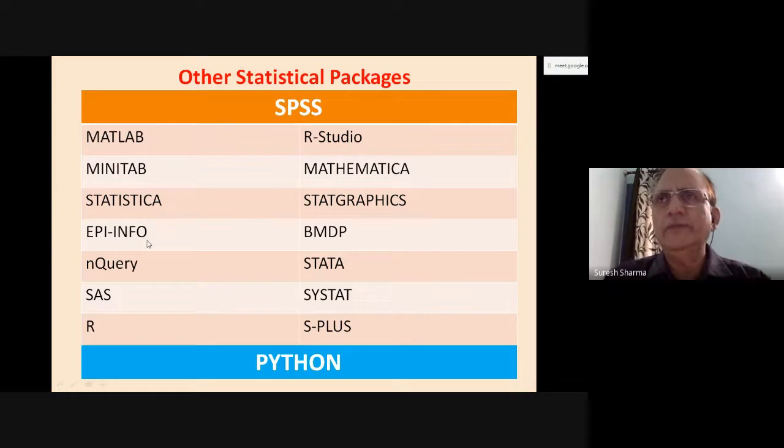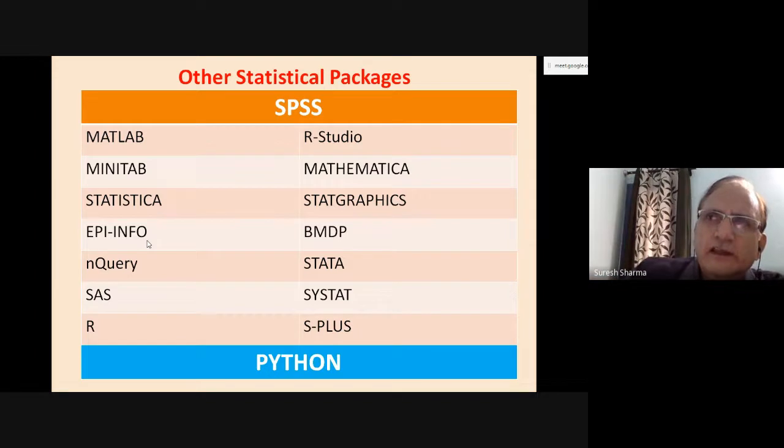EpiInfo is a very, very important software. People from the medical sciences are using this EpiInfo. And the advantage of EpiInfo is that there is no need to make a questionnaire. You can record the questionnaire online. And once you click one or two buttons, you will get the entire Excel sheet of the data. For example, everybody knows about Google Form. Generally, we make a Google Form. It just works like a Google Form.